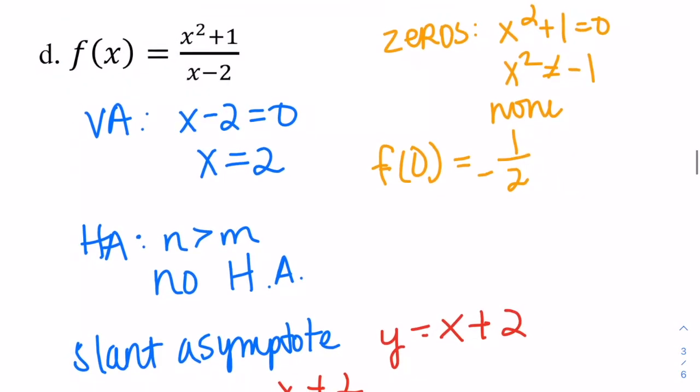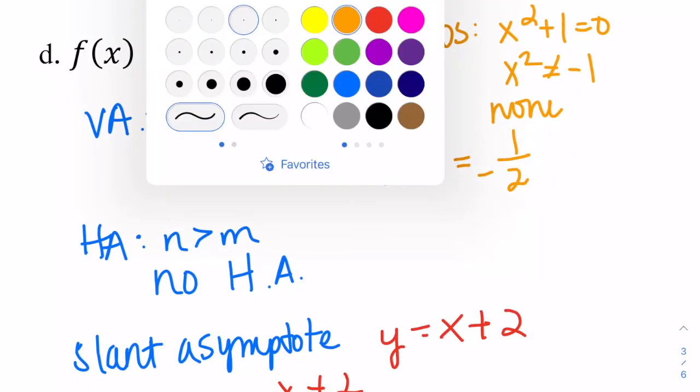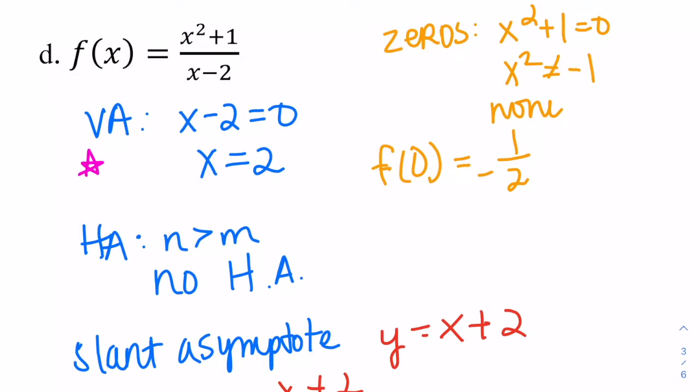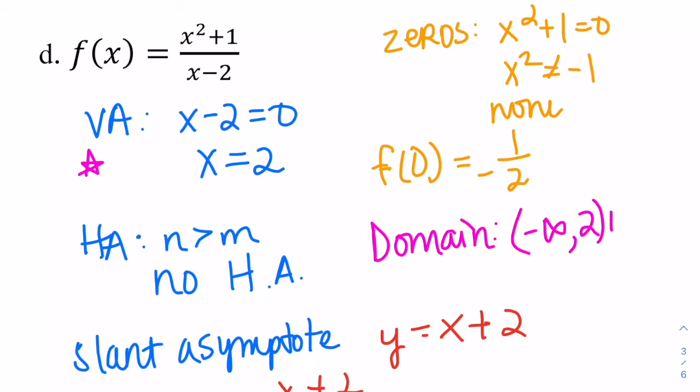So the one thing that we want to make sure we look at for the domain is the vertical asymptotes. So the domain is just restricted by the vertical asymptote. So it would be negative infinity to 2, and then 2 to infinity.